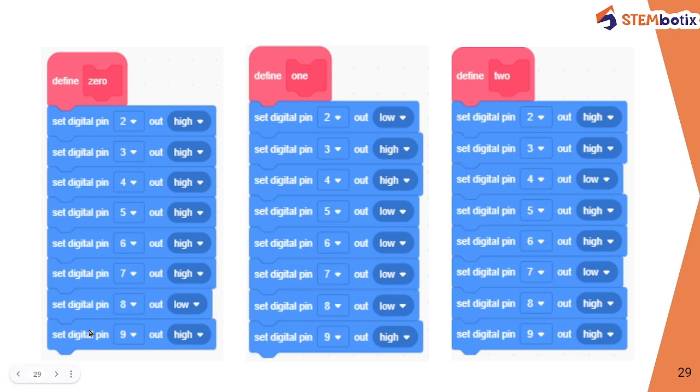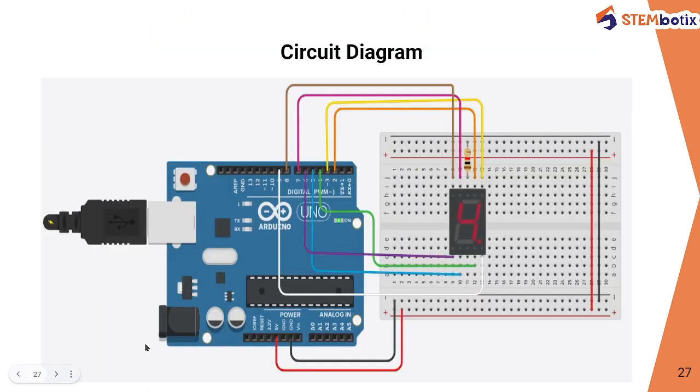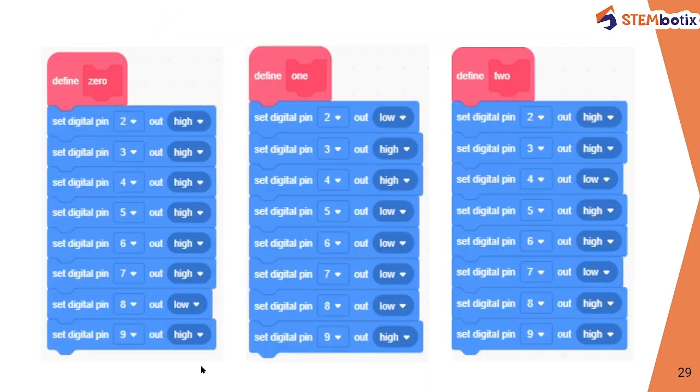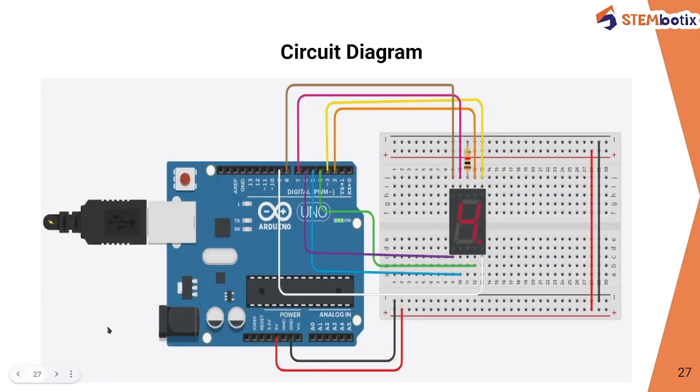Now here you can see the digital pin number 9, which is for this dot. This dot should be on all the time, hence pin number 9 is always in high mode, because pin number 9 is for this dot point.